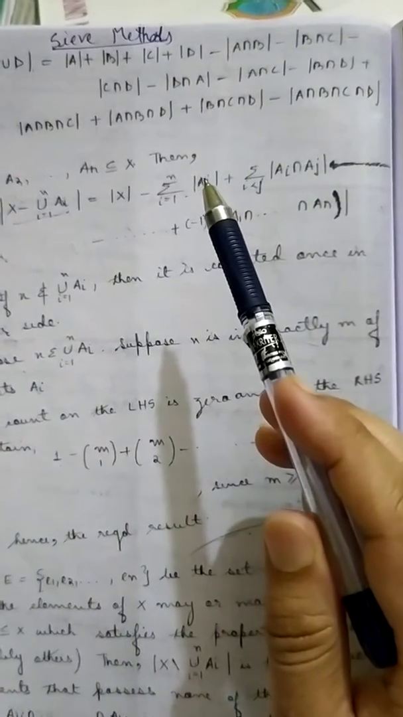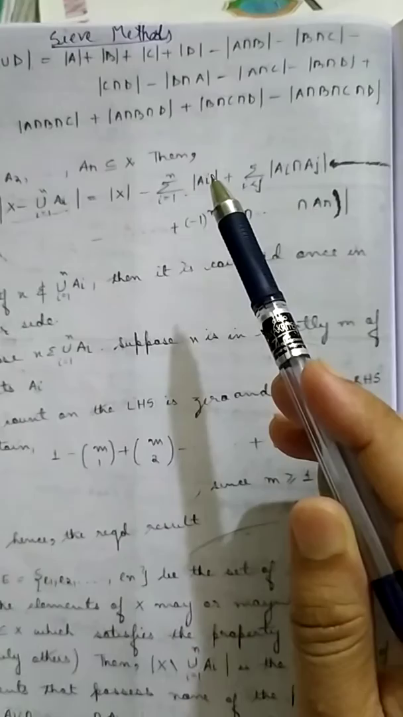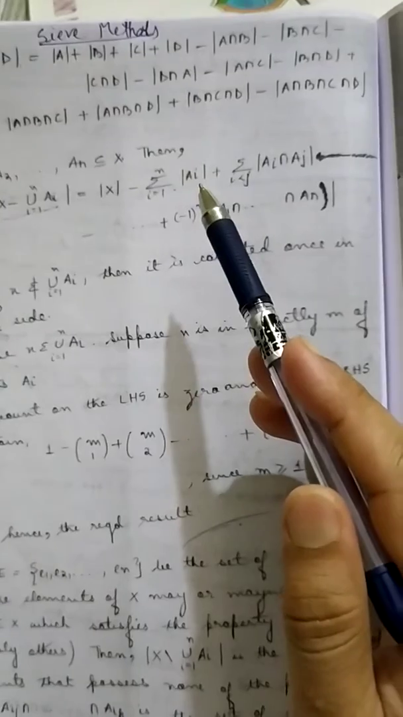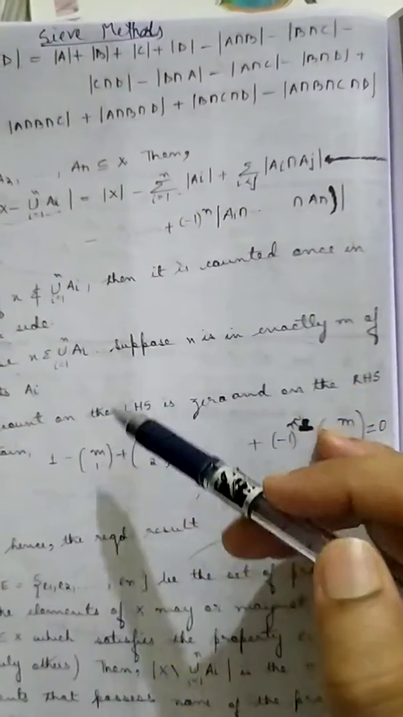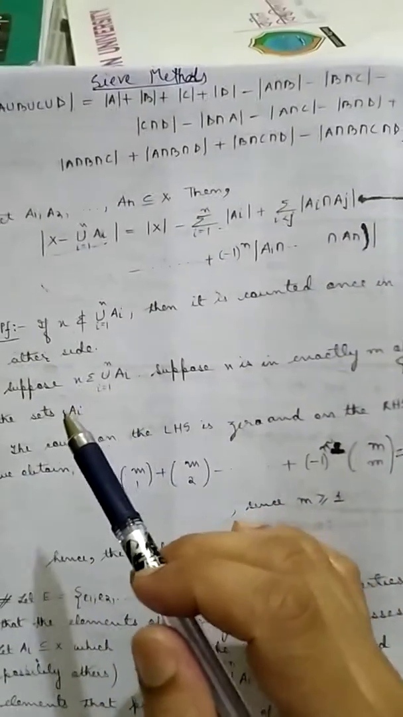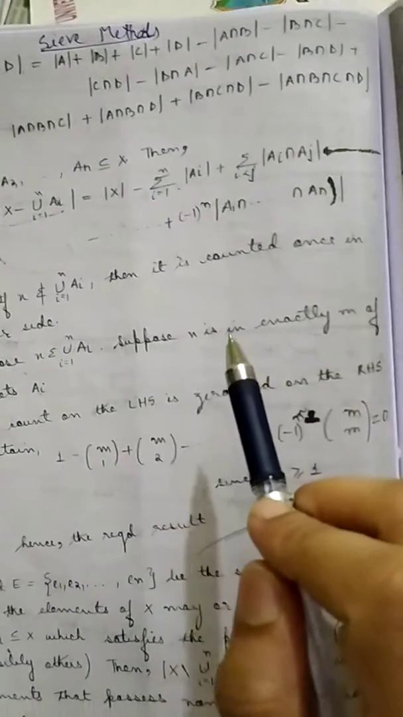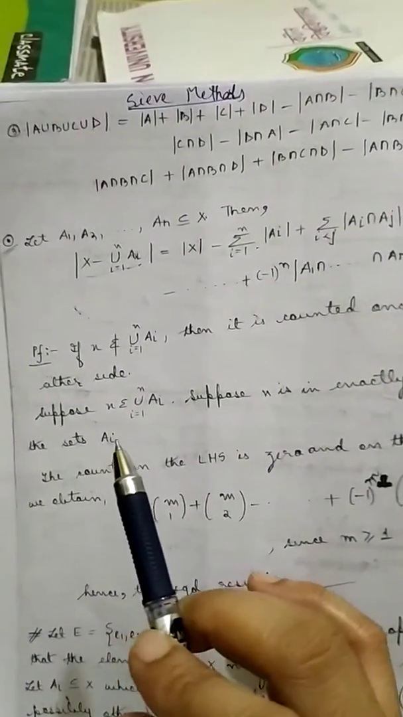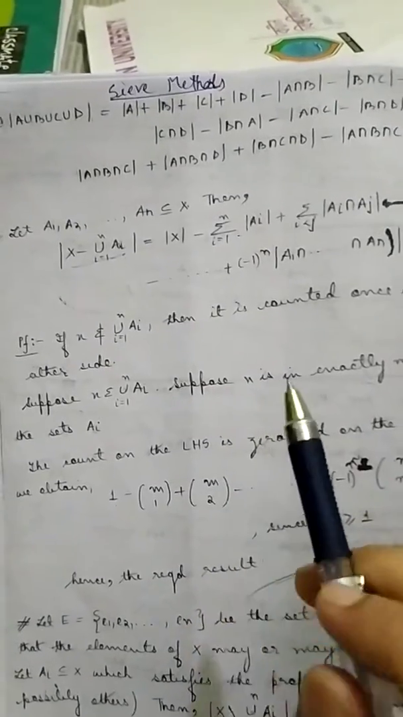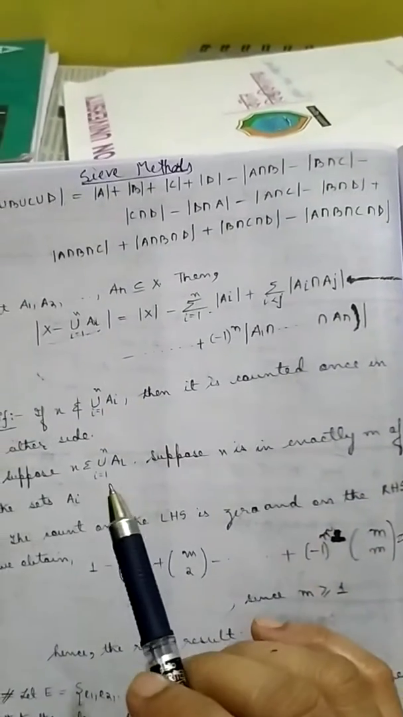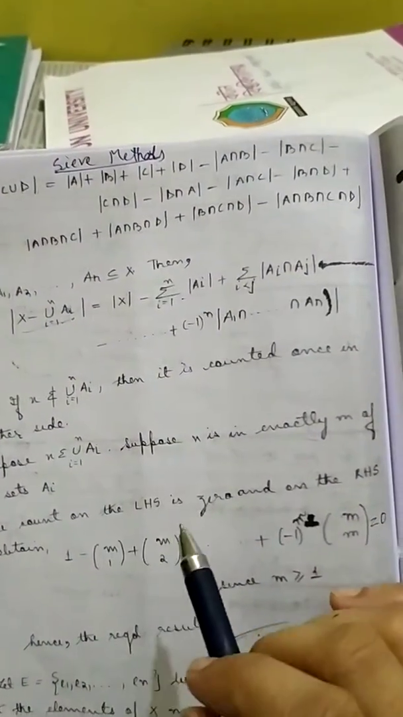So if I choose from any of these m sets that x, then this gives the total number of countings of that x in this collection of Ai, that is i from 1 to n, because x is in exactly m sets. Similarly, if I concentrate on this part, we have these m sets.